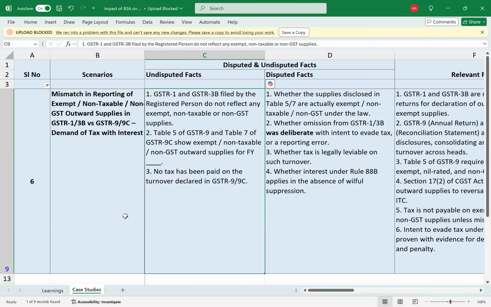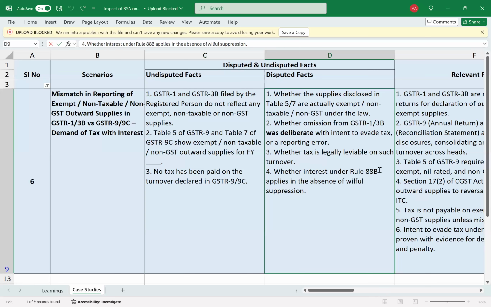So I think even Section 74 can be looked into here. They cannot issue the 74 notice here saying that it is a suppression. Again, for that also, it is on the department to prove that there is a willful suppression, before giving this extended period of limitation. And I don't know why interest under Rule 88B is there in the options. This is also one more disputed fact which can be argued. So one is 74 and one is 88B. I don't know how this will be applicable in this case. So these two disputed facts are where again the burden is on the department.